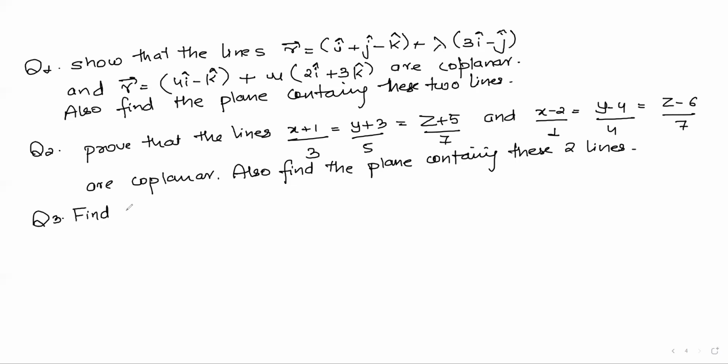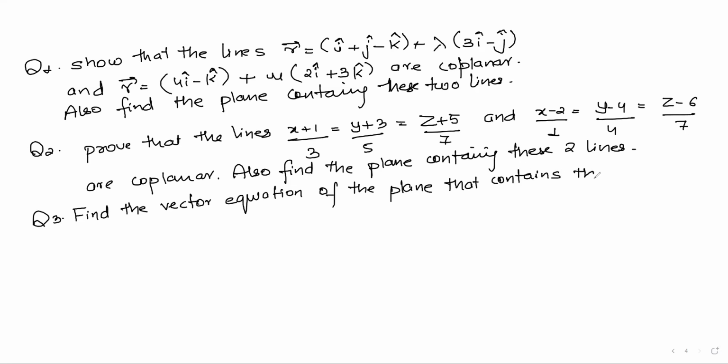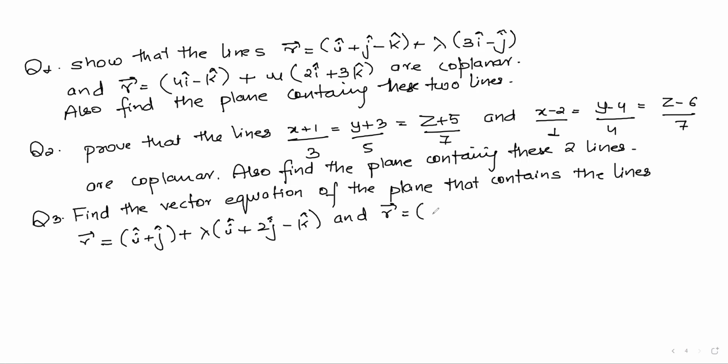Find the vector equation of the plane that contains the lines r is equal to i cap plus j cap plus lambda times (i cap plus 2 j cap minus k cap), and r is equal to i cap plus j cap plus mu times (minus i cap plus j cap minus 2 k cap).